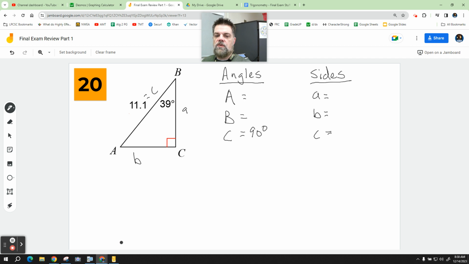So we're also told that B is 39 degrees. Now remember that A and B are always complementary, so they have to add up to 90. So to find A, I just say 90 minus 39.